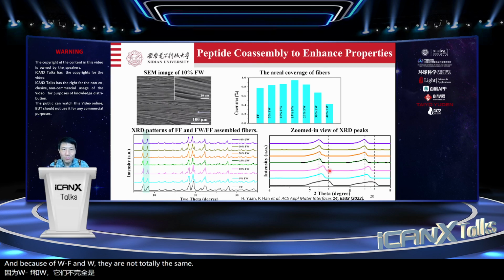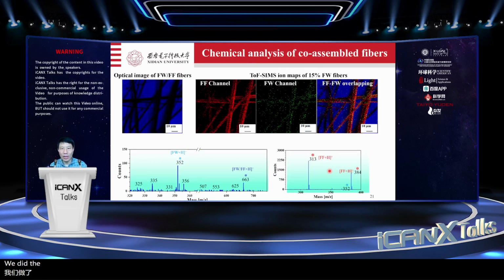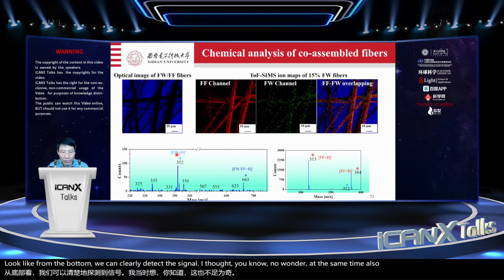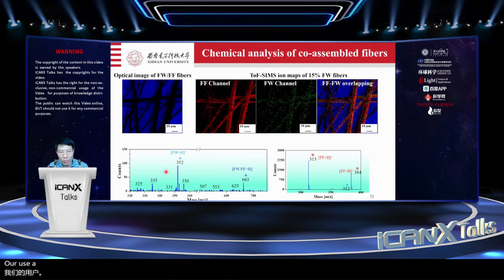We did the chemical analysis with time-of-flight secondary ion mass spectroscopy to study their chemical composition. It looks like from the bottom we can clearly detect the FF signal, no wonder. At the same time, we also find the FW. Using mass spectroscopy, we did identify the different materials.